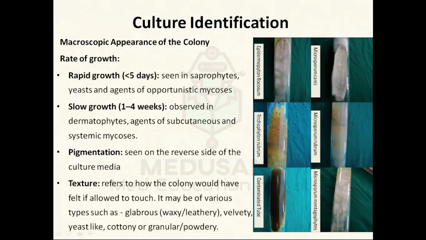Then coming to the third one, the texture. In the macroscopic appearance, we can see whether the colonies are smooth, waxy, powdery, or cottony. So we want to describe the texture of the colonies also.